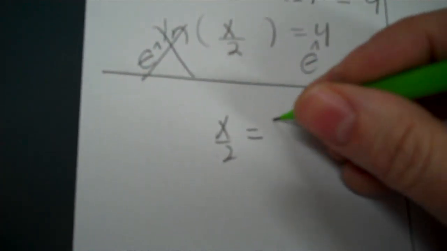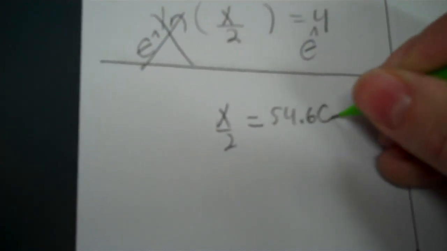54.60. You're going to get some pretty big answers here, and then it's just the same thing. So times 2 times 2. So 109.20. If you're off and you're rounding, don't worry too much about it.